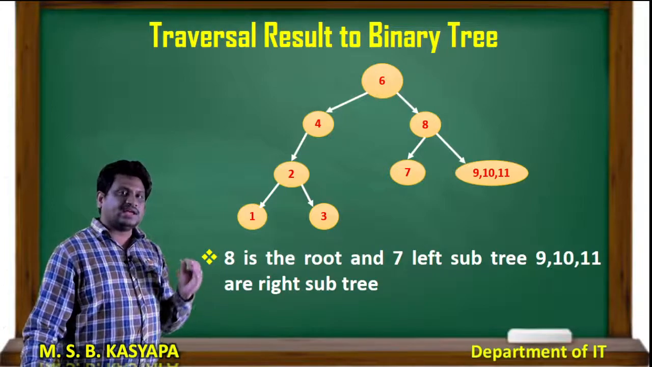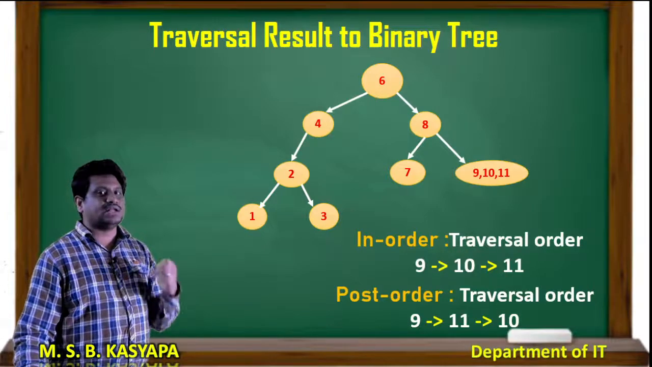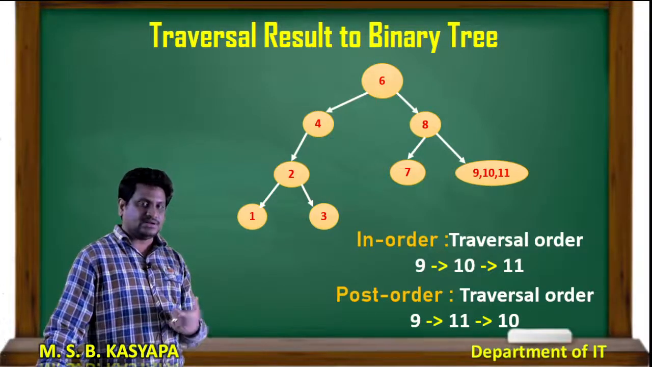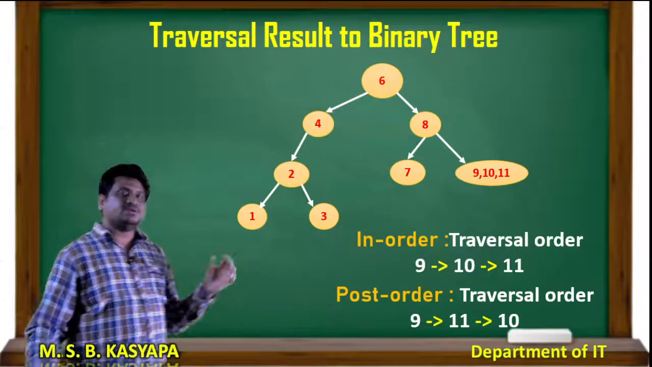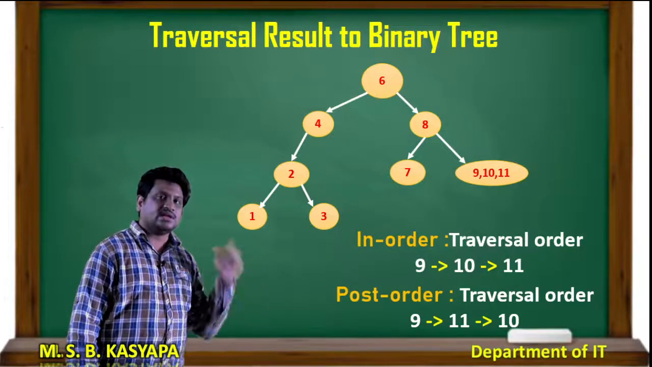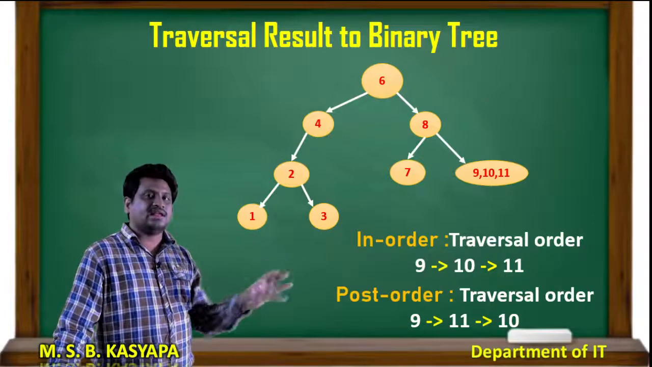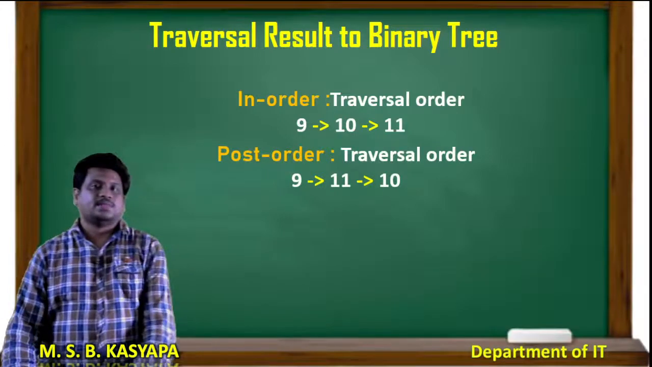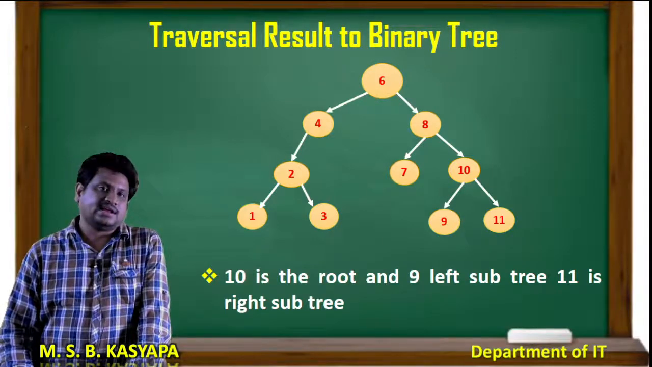Now I have to take the in order and post order for 9, 10, 11. The in order is 9, 10, 11, and the post order is 9, 11, 10. First I have to find out the root node. It is a simple 3 value subtree. In a 3 value subtree, first I have to find the parent or root node. According to my post order 9, 11, 10, 10 will become the root node. According to the in order, on the left side of 10, 9 will be the child node and 11 will be the right node. So 10 has 9 on the left side and 11 on the right side.